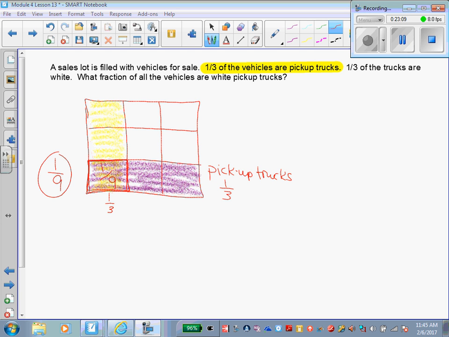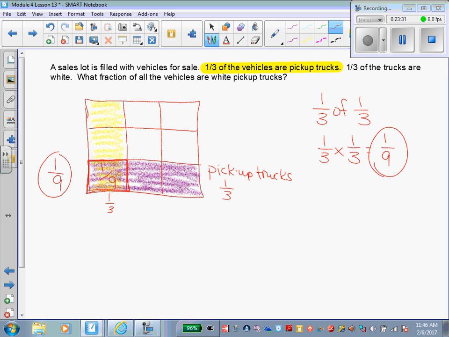So our number expression would be what? 1/3 of 1/3. Okay, 1/3 of 1/3, which is the same as what? 1/3 times 1/3. And 1/3 times 1/3 is 1/9. So again, our number expression matches our model.